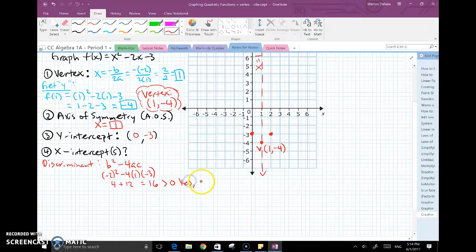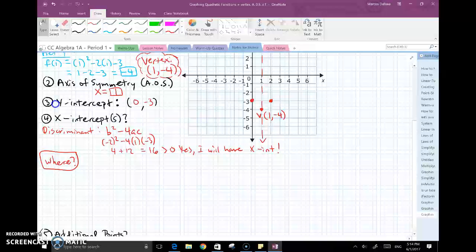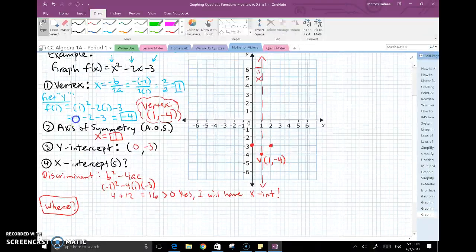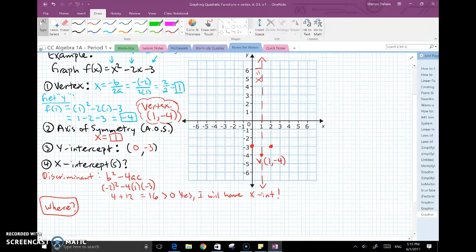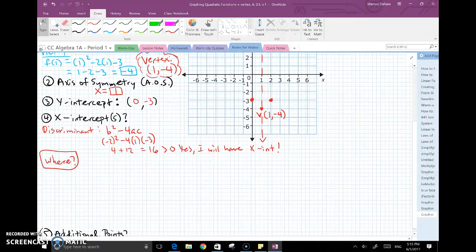So I better figure out where exactly they will be. So yes, I will have x-intercepts. So here's where they are. Here's how we figure this out. There are 2 ways to figure this out. One is to factor the function and then solve it. The other way is to use something called the quadratic formula. There is a third way called completing the square, which I will not get into in this video. So my focus will be actually doing both factoring and solving and the quadratic formula. You can decide which one you like.